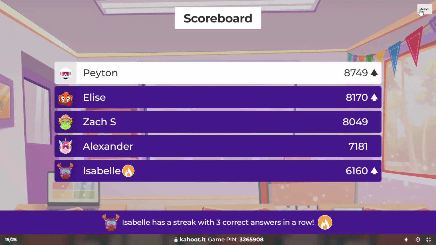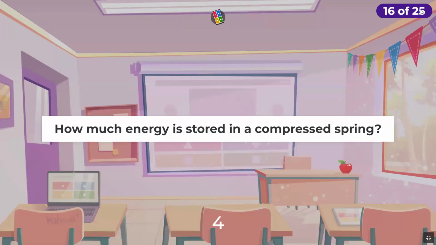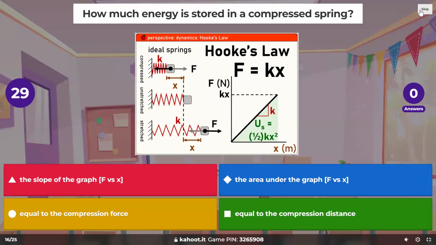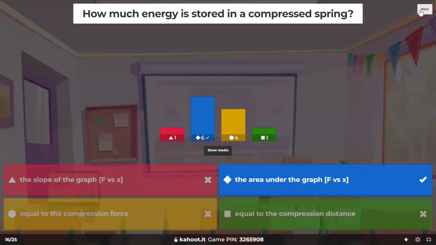Isabel, Alexander, Zach, Elise, Peyton. How much energy is stored in a compressed spring? Yeah, the area under the force versus distance graph.